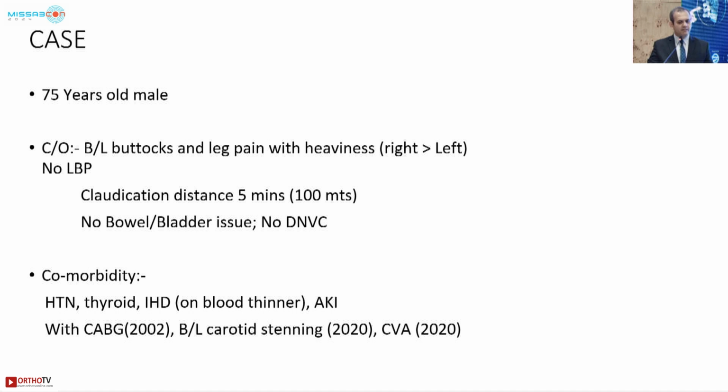This is a 75-year-old male with bilateral buttock pain and leg pain. The right side was affected more. Fortunately, the patient didn't have any low back pain. There's a claudication distance of approximately 5 minutes, though no bowel, bladder, or distal neurovascular complications. The patient had a lot of comorbidities in the form of hypertension, hypothyroidism, and IHD. He also had undergone CABG, bilateral carotid stenting, and an attack of CVA in 2020.